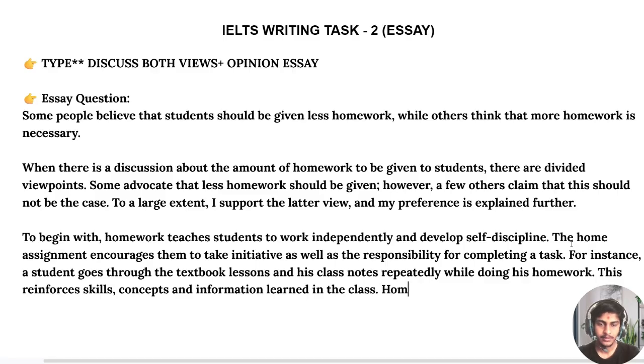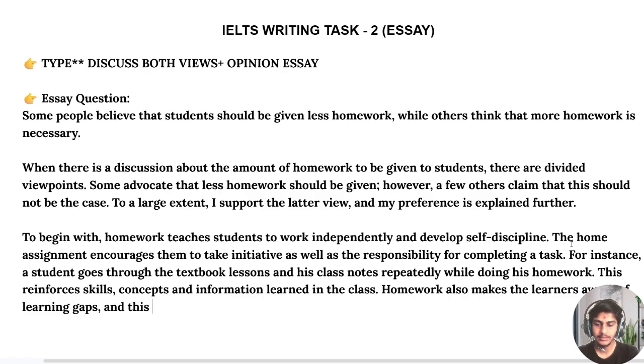So homework also makes the learners aware of learning gaps, and this drives them to interact.